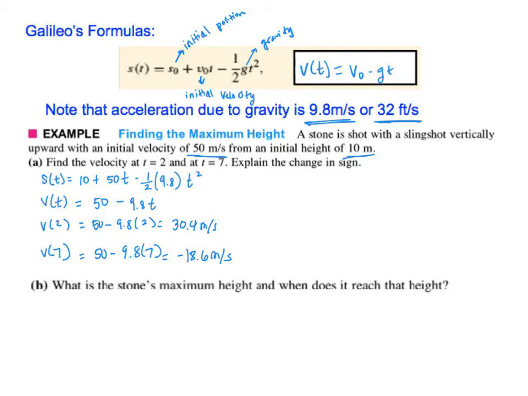So why did we have this change in sign? Positive, negative tells us direction. So at 2 seconds, we are still heading upward, right? That slingshot shot vertically upward. So we are still on the incline. And then at 7 seconds, we are now falling back down towards Earth. So shooting up versus falling down.